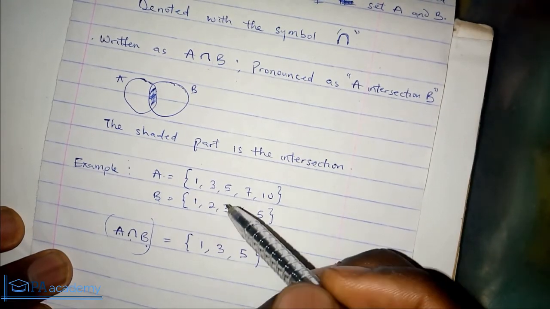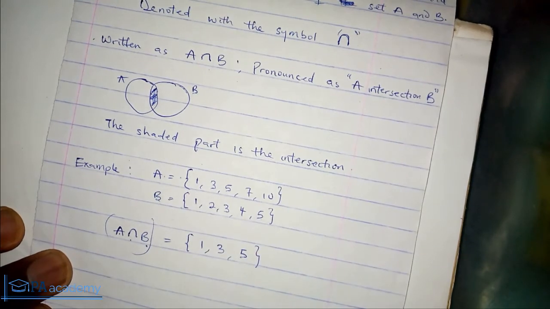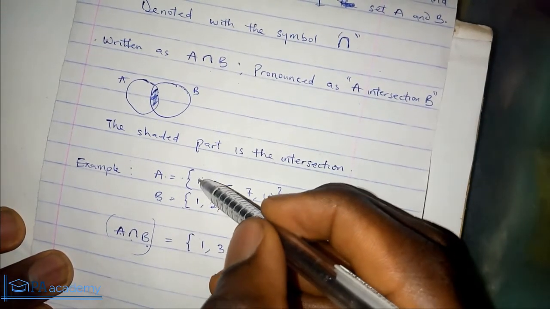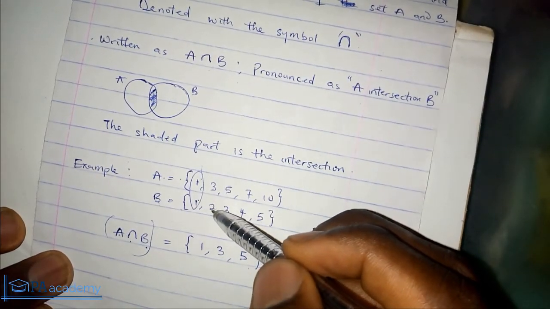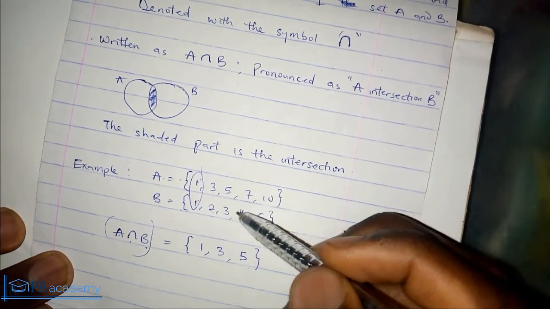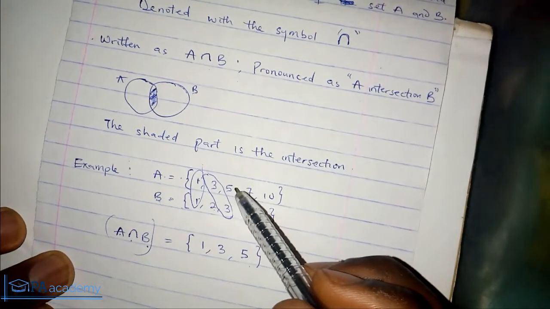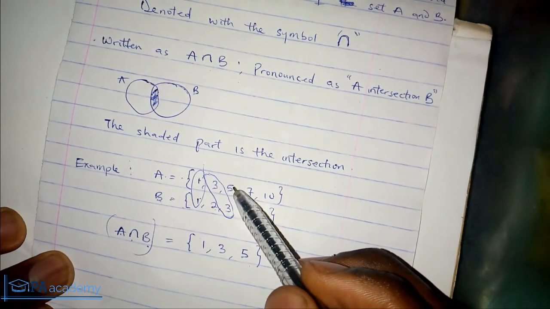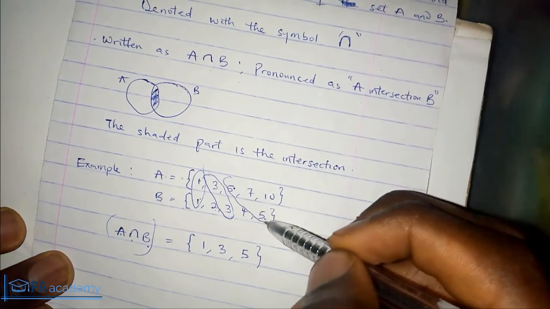Come again, elements that you find in set A and you can also find in set B, that is the intersection. And it is 1, 3, 5. Look at it. 1 is common to set A and set B. 2 is in set B, but is not in set A. But 3 is common to both sets. Look at it. 3. We have 5 in set A. We also have 5 in set B. So you can see that they are common to both sets.